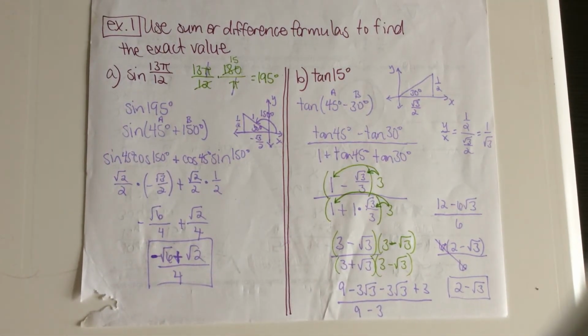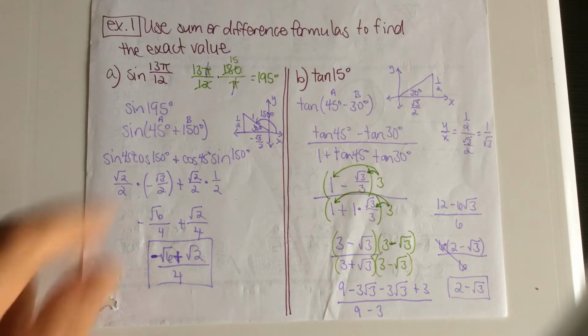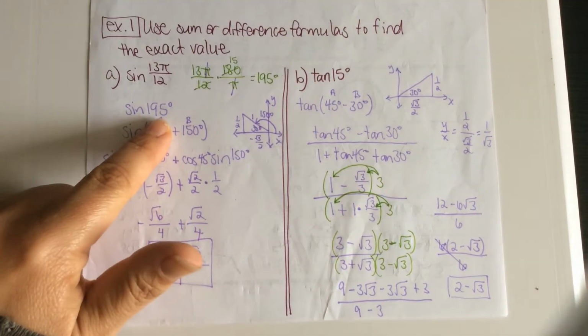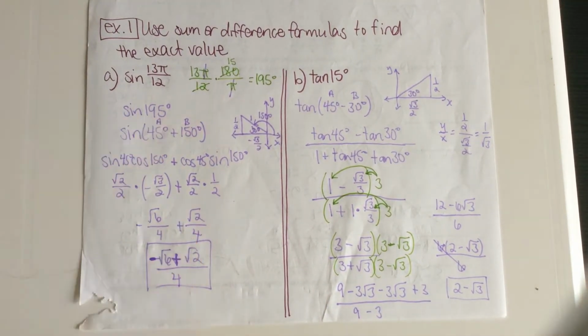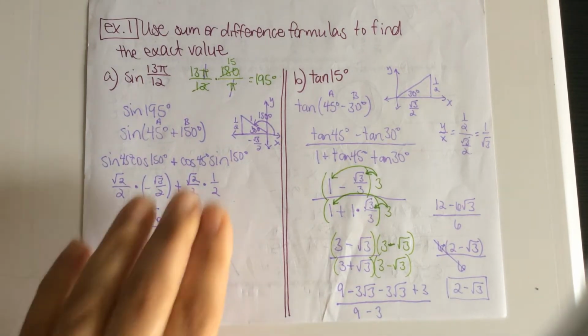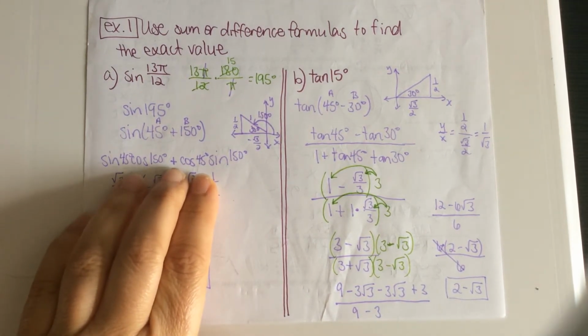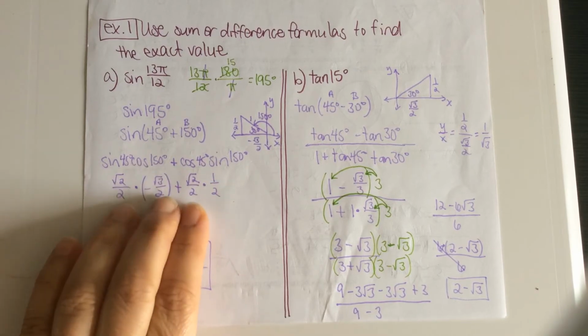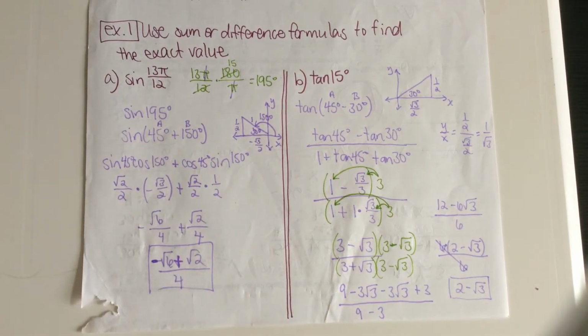And then you just kind of have to play around with the numbers to figure out what to break that 195 up into. Generally, the ones that end in a 5 are easy because you know it's going to be a 45 with something else. And then just applying the formula here. So sine, cosine, cosine, sine, and then evaluating those trig values and simplifying.